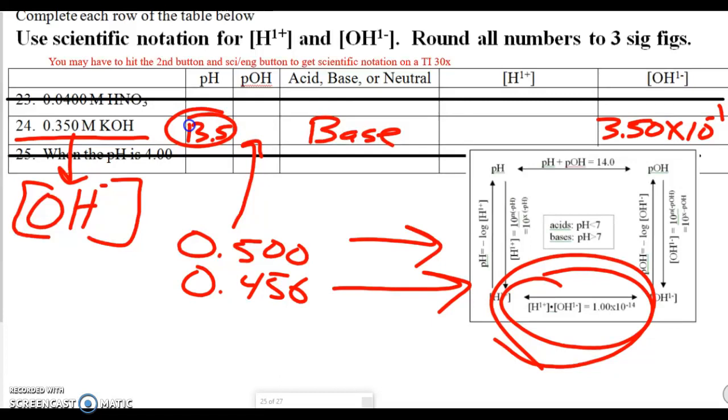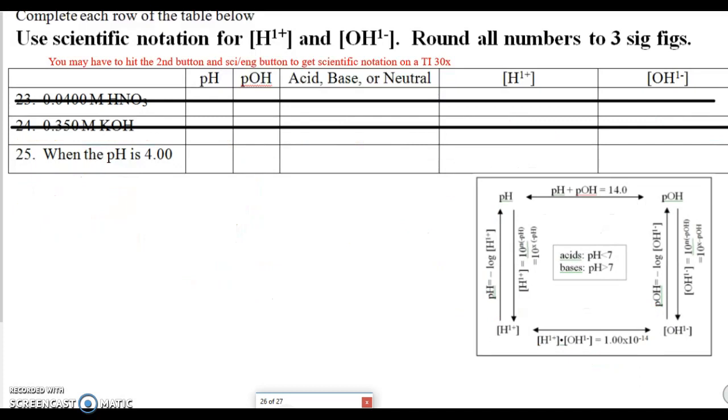And for this problem, it's going to be 2.86 or 3.16 times 10 to the negative 14th, and that's just dependent on, again, which way did you go on this map to solve your problems. Make sure you pause the video and try number 25 on your own. I will give you the answers.